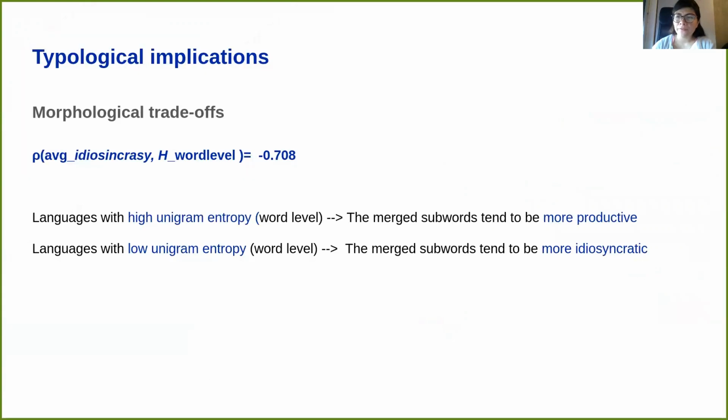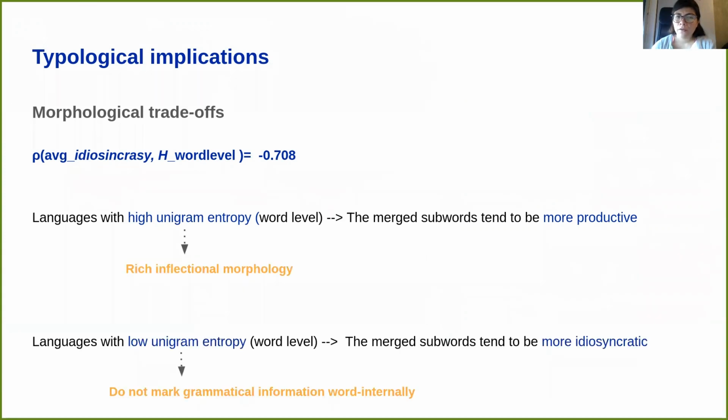We can also think in terms of trade-offs. We have found that the average idiosyncrasy of the subwords is negatively correlated with the word unigram entropy. So in languages with rich inflectional morphology, the subwords tend to be more productive, while for languages that do not mark all this grammatical information at the word-internal level, the subwords tend to be more idiosyncratic. This seems consistent with the ongoing discussion related to morphological complexity in natural languages and information theory.